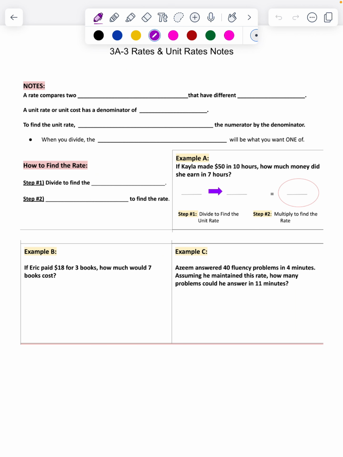This is Wednesday. This is 3A3, rates and unit rate notes. A rate compares two quantities that have different units. A unit rate or unit cost has a denominator of 1.